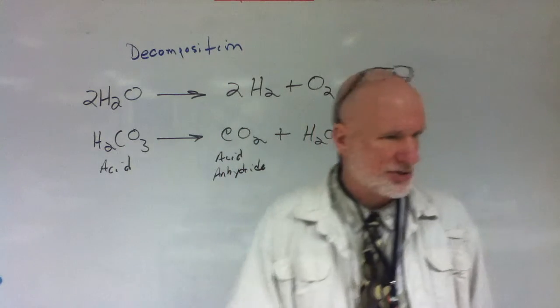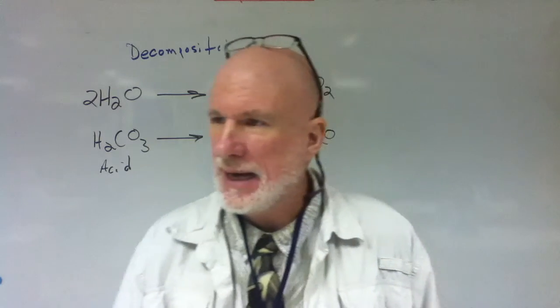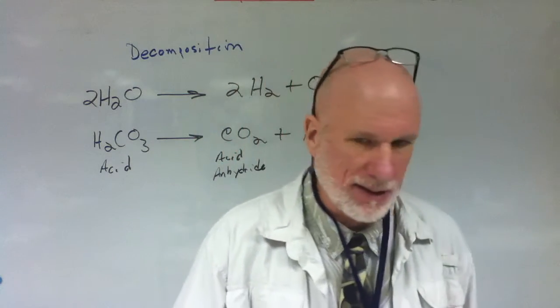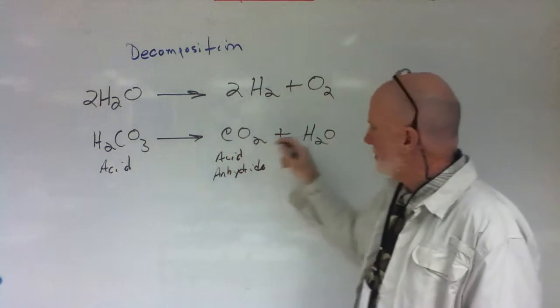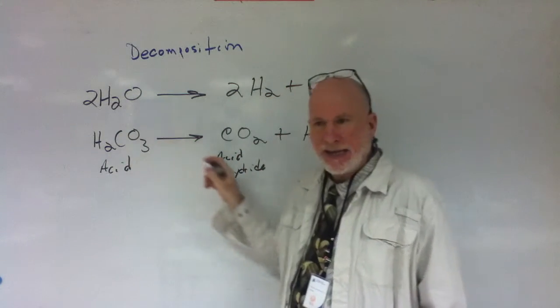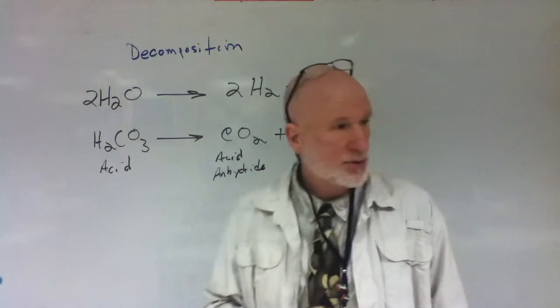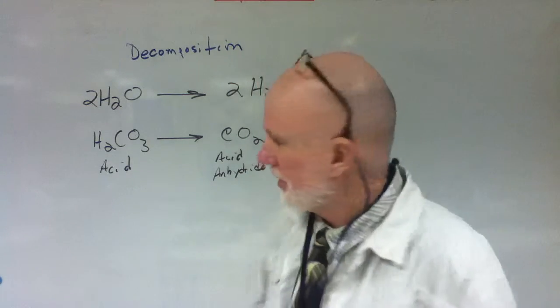An acid anhydride is a non-metal oxide. So you take acid and you decompose it into acid anhydride. Clear? Shall we do another example of that? Sure.